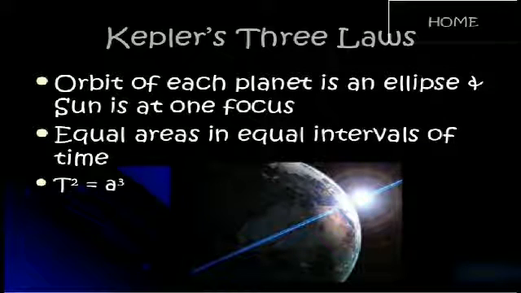First, every planet moves in an elliptical orbit with the Sun being at one of its foci. Second, the line joining the Sun and a planet sweeps out equal areas in equal intervals of time. And third, the square of the period of revolution of a planet around the Sun is proportional to the cube of the semi-major axis of its elliptical orbit.